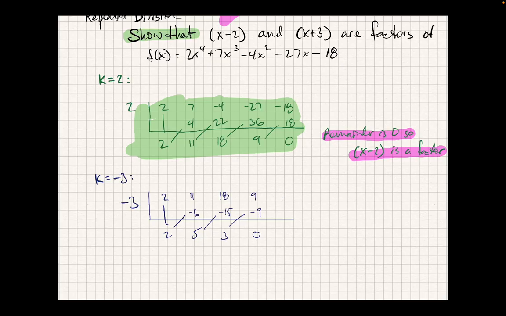Sorry, we don't bring the remainder down. That's okay, because I did 0 times negative 3, which is 0, and then 0 plus 0, which is 0. This is our remainder.